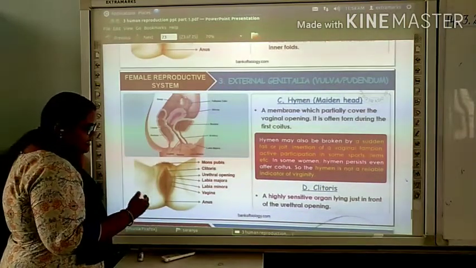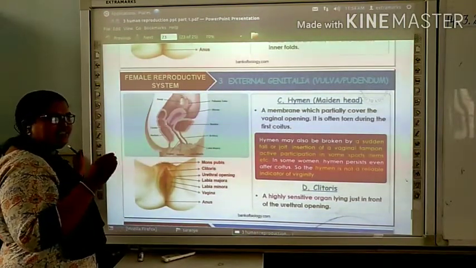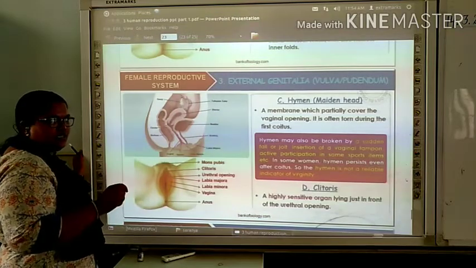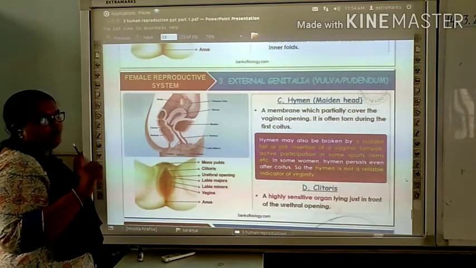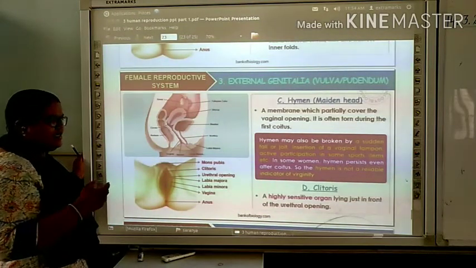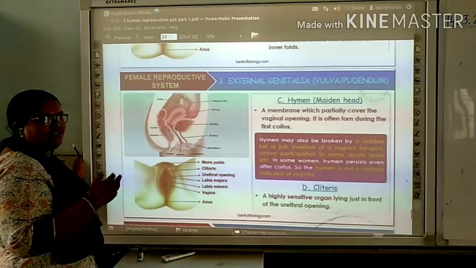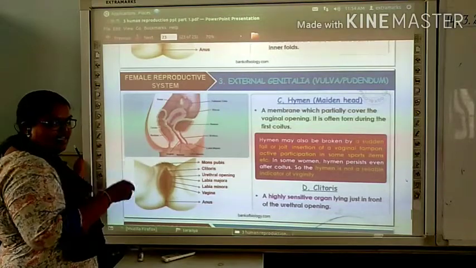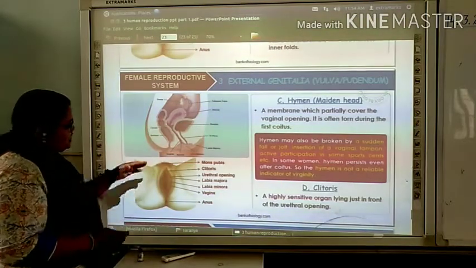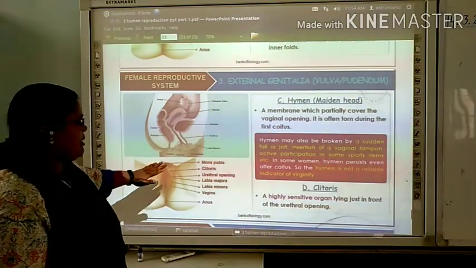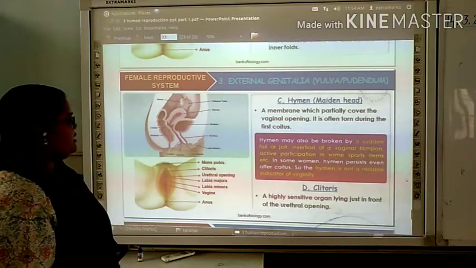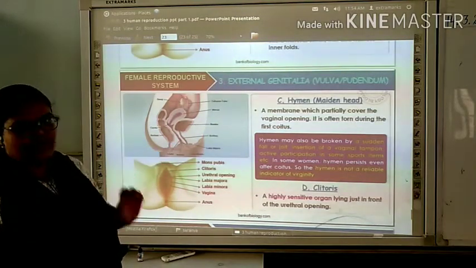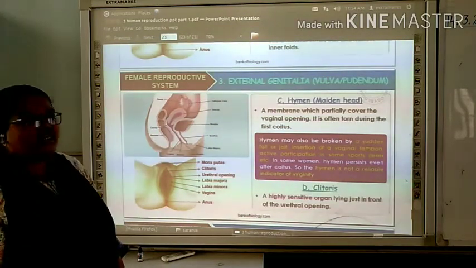Inside that part, you can see the labia minora, which is somewhat thin. This also has folds of tissue, right? But there will be no pubic hair present. The color of the labia minora can change in adults and so on, right? So inside that, you can see the vaginal opening will be there. In the vaginal opening, there will be a partial membranous covering, right? This covering is known as the hymen, or otherwise it is known as the maidenhead.